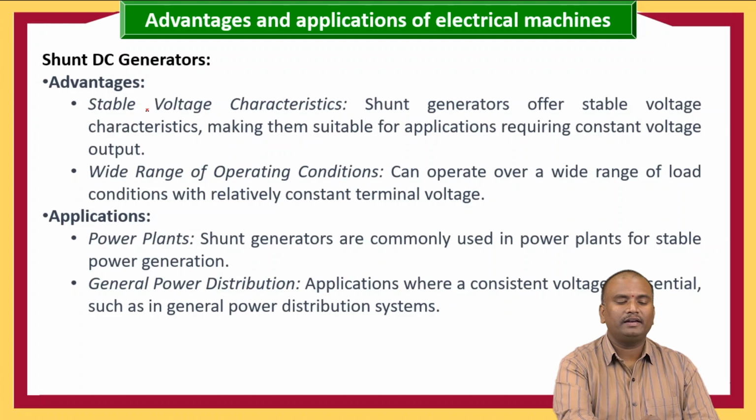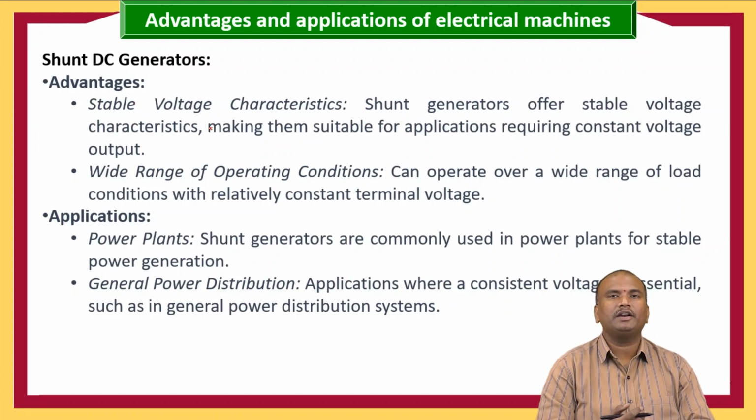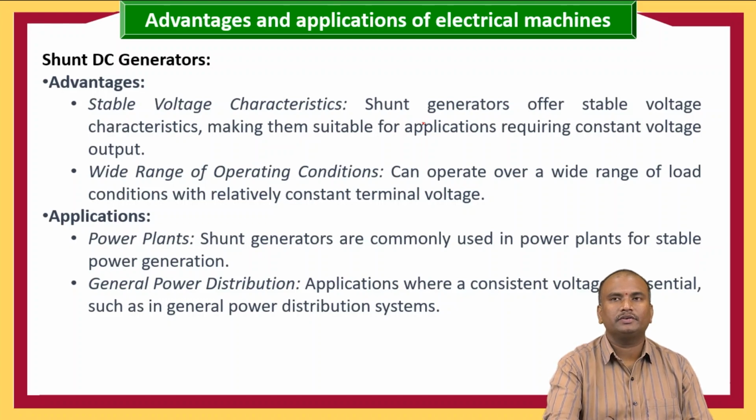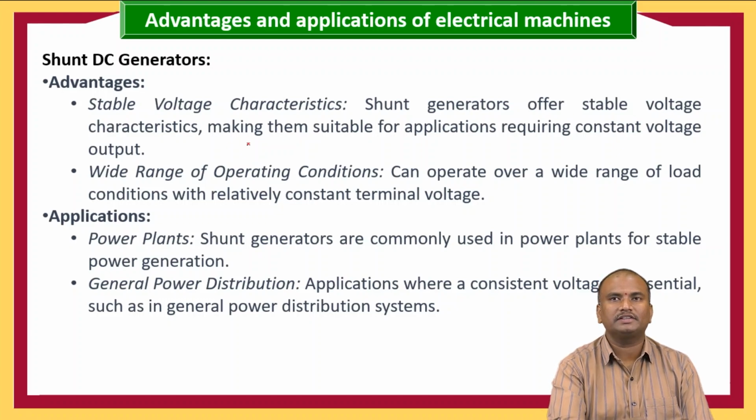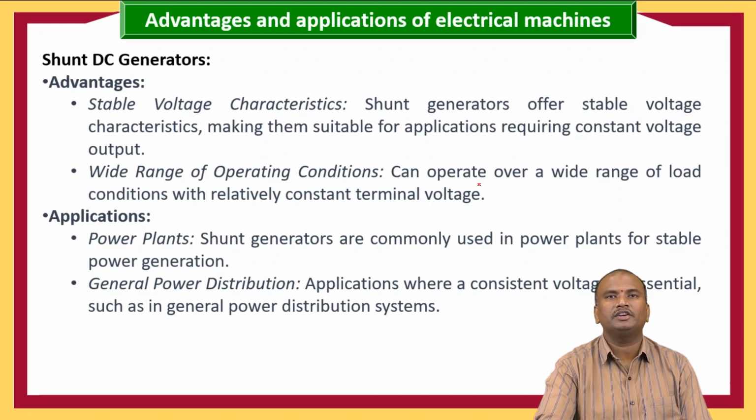And DC shunt generators. The shunt is going to have stable voltage characteristics because the flux is constant. So the shunt generators offer stable voltage characteristics, making them suitable for applications requiring constant voltage output and a wide range of operating conditions, where shunt generators can be operated for different load conditions with relatively constant terminal voltage.